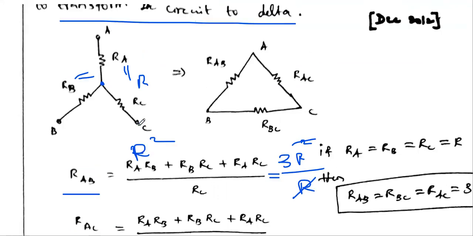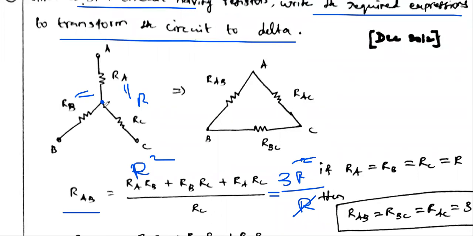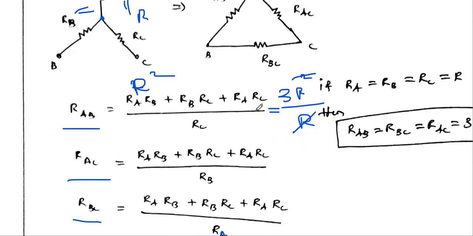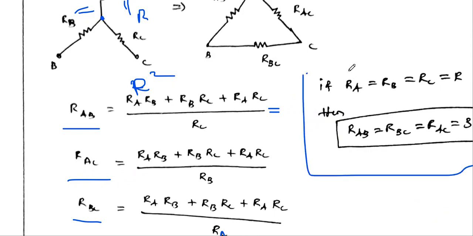Okay, so if all resistance values in the star network remain the same, then in the delta network the value is 3 times the resistance value. If RA, RB, RC values are equal, then the corresponding delta network value is equal to 3 times R.